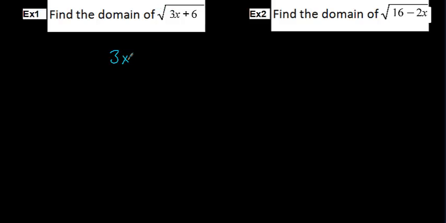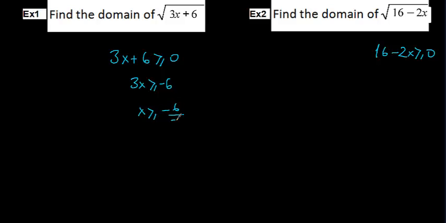So for the domain, 3x plus 6 must be greater than or equal to 0, and for this one, 16 minus 2x must be greater than or equal to 0. So we should solve these. 3x is greater than or equal to minus 6, and x is greater than or equal to minus 6 over 3, and x is going to be greater than or equal to minus 2 here. And for the second one, 16 is greater than or equal to 2x, or minus 2x, we can do it like this also. Minus 2x is greater than or equal to minus 16. X must be greater than or equal to minus 16 over minus 2.